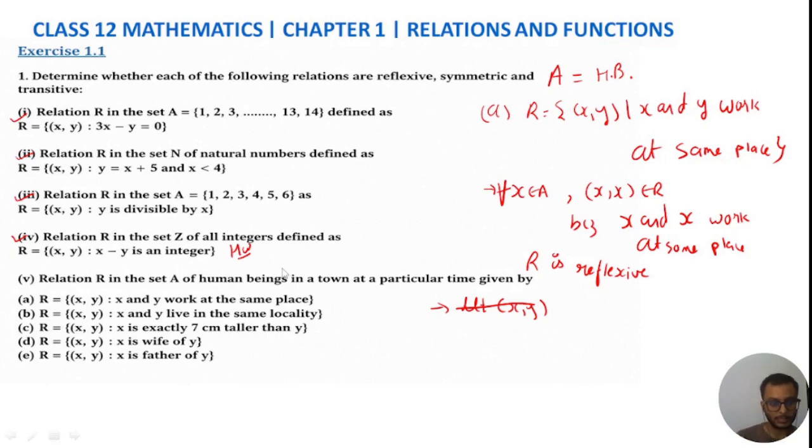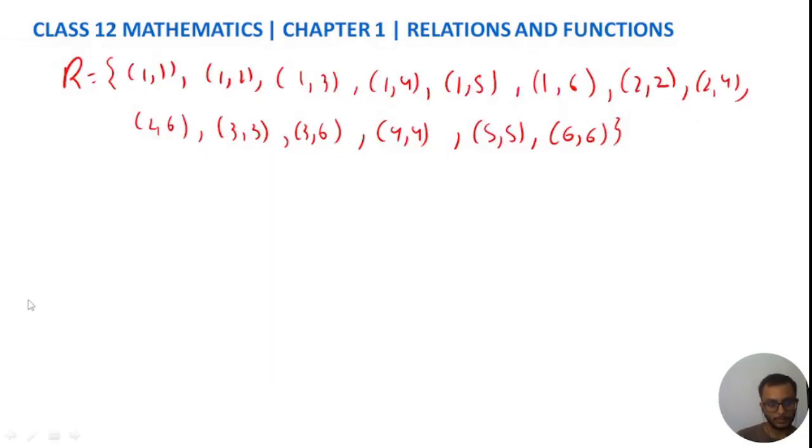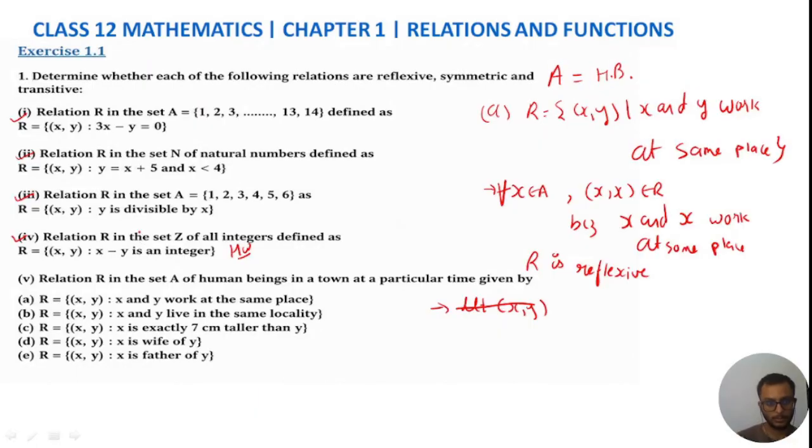Okay, so I completed the A part, you do the other parts, they are similar to the A part.